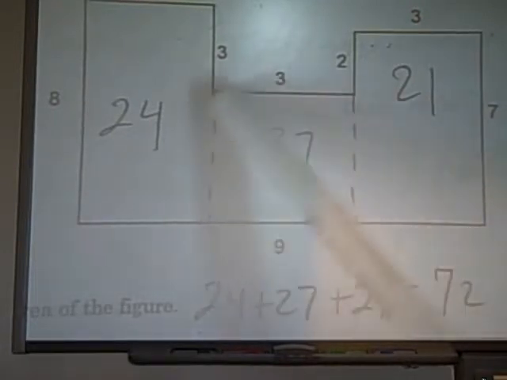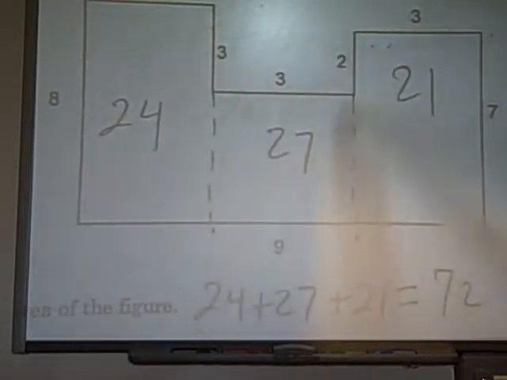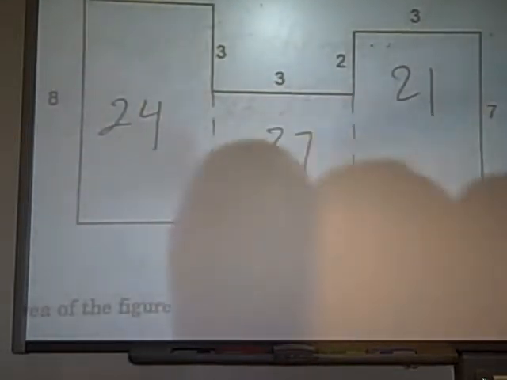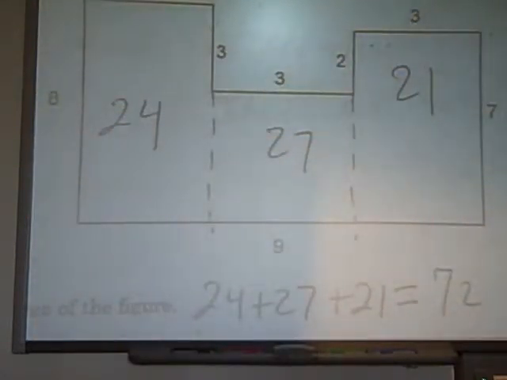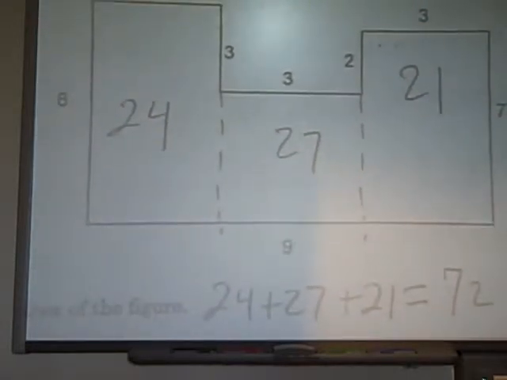What did they do wrong here? They did 9 times 3, and they did the dotted lines, but they didn't take into account that they should have been measuring the dotted line instead of using the number 9. Okay? So how could you reteach that? Be thinking.